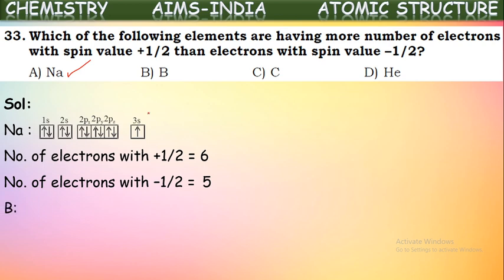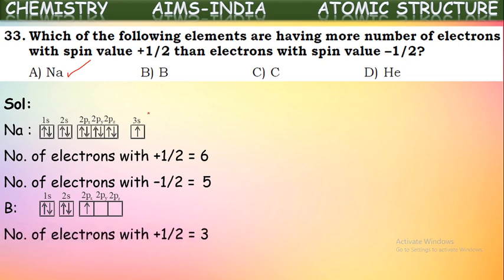If you see boron, the atomic number of boron is 5 and its configuration is shown like this. Here I think you understand that electrons shown with the upward arrow have clockwise spin and their spin value is plus half, and electrons shown with the downward arrow have anti-clockwise spin and their spin value is minus half. Now in case of boron, how many electrons have positive spin? 3 electrons. And electrons with negative spin, only 2. So this also has more electrons with the positive spin.